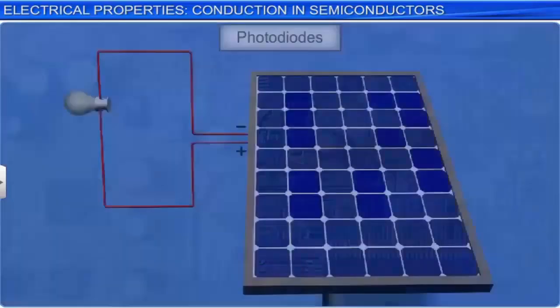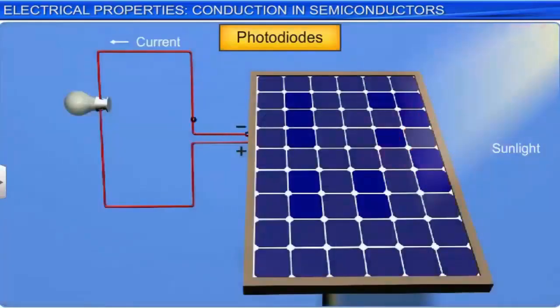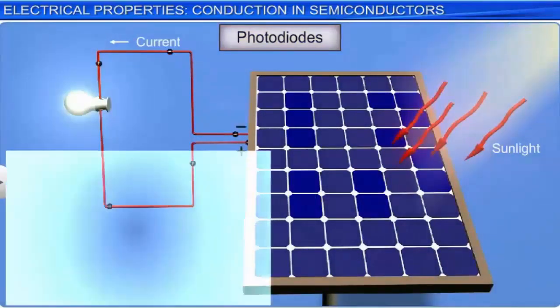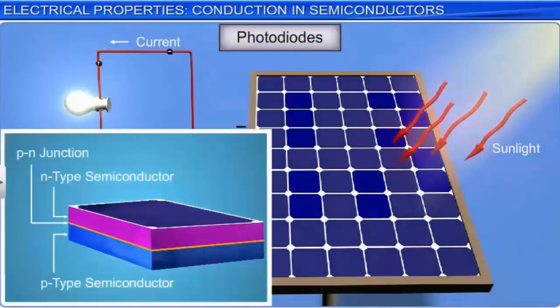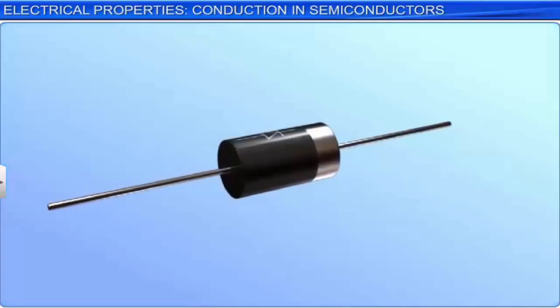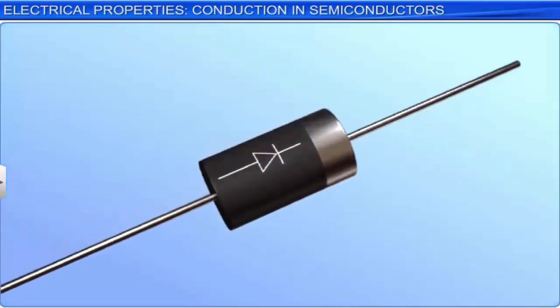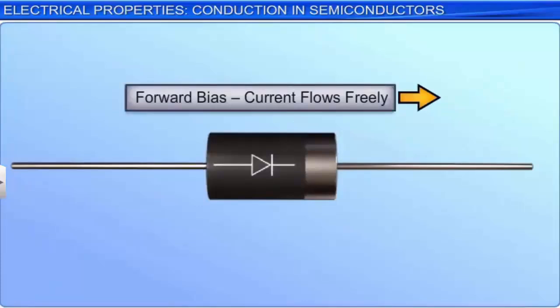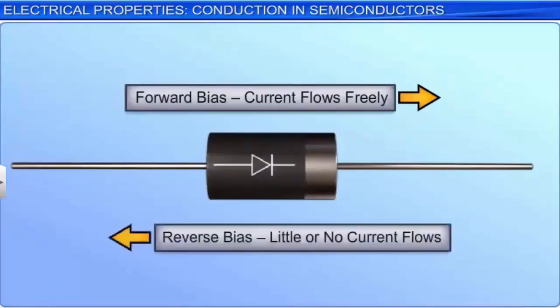A photodiode converts light into electricity. The common, traditional solar cell used to generate solar power is actually a large area photodiode. It is important to note that in a diode, current can flow in one direction only, but not in the other, and this forms the basis of digital electronics.